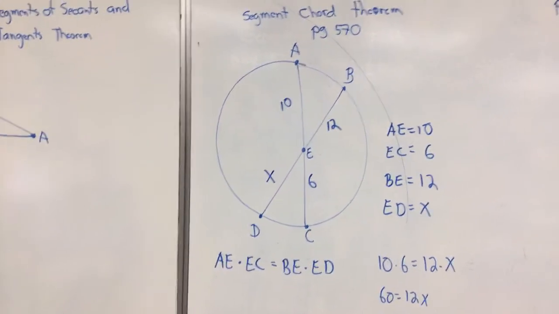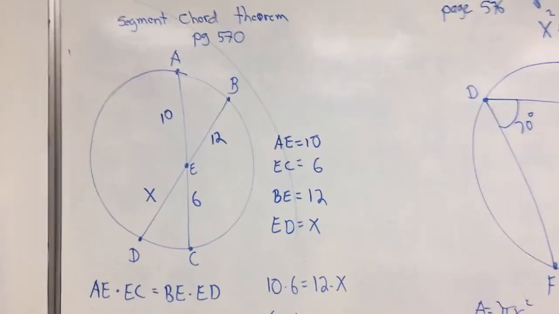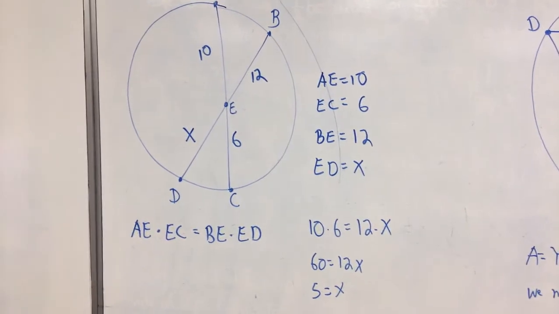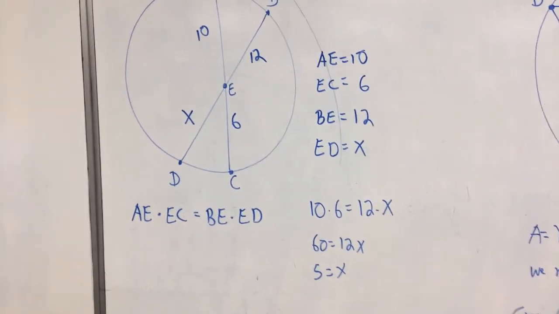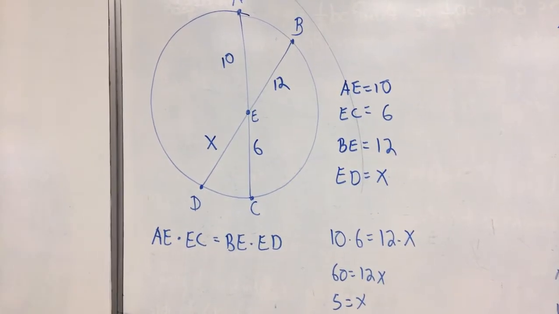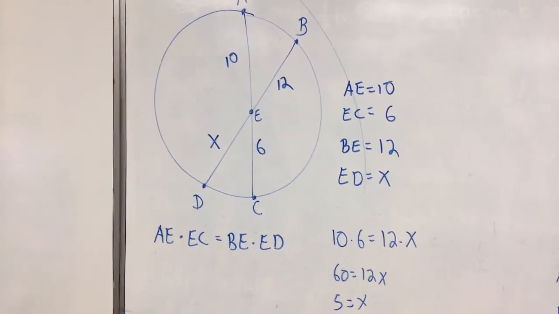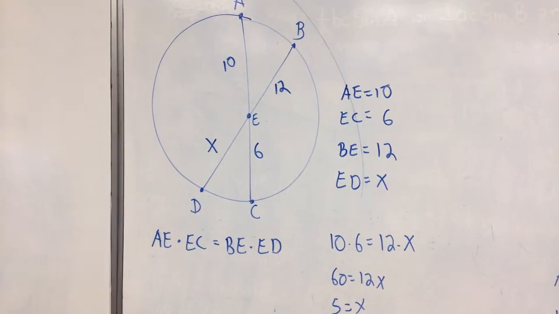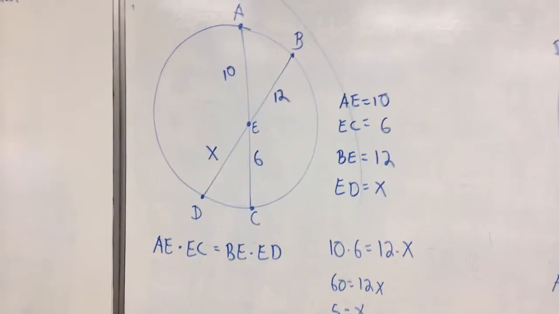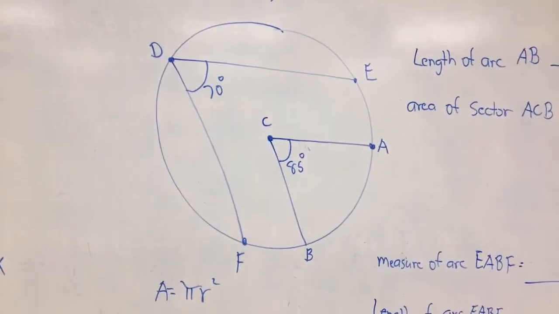I took the time to actually label my pieces, so that when I plug them in, I can see exactly what I'm doing. If you do that, you find that x is equal to 5. You can look at that: 6 times 10 is equal to 60, and 60 divided by 12 is 5. You got one in your head.